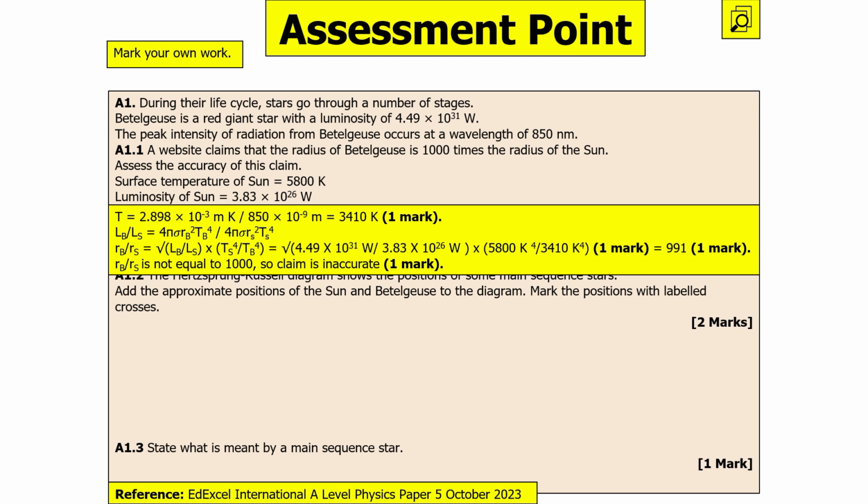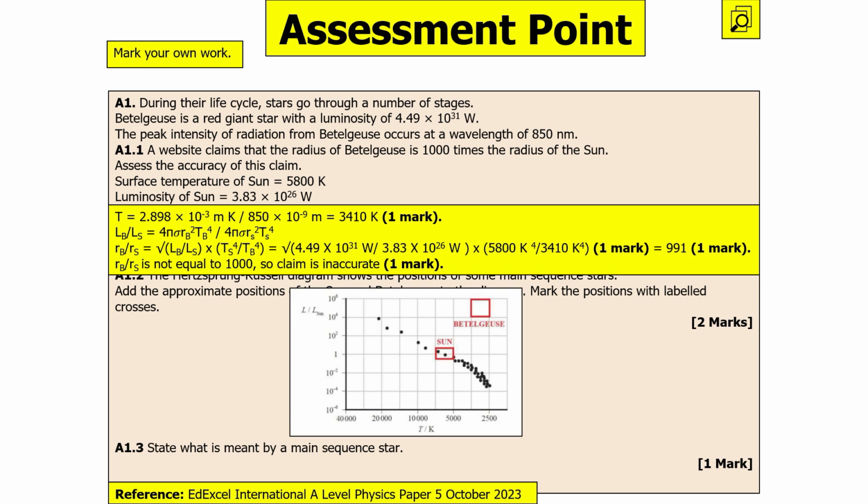The next one, you've got to be aware where the stars go in the Hertzsprung-Russell diagram. The Sun, we know, has an approximate surface temperature of 5,800 Kelvin and belongs in the main sequence, so you can pop it in the main sequence part at that particular temperature, whilst we know Betelgeuse is a red giant, so must go in the red giant sector of this particular diagram. And then a main sequence star, by definition, is a star which is carrying out hydrogen fusion in its core.